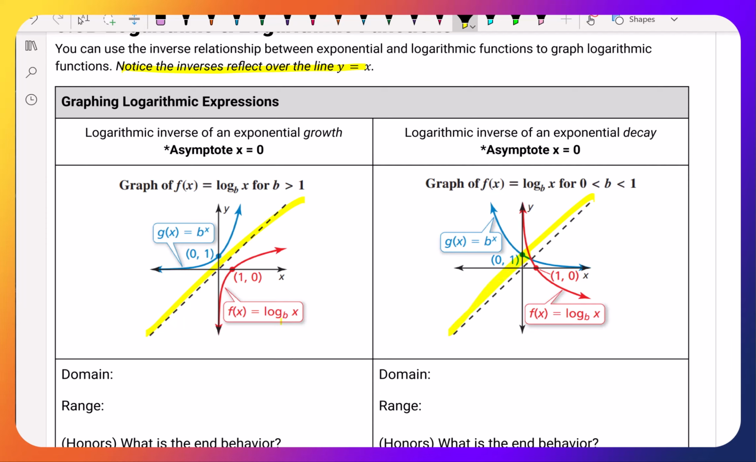Now they look different because the base is either greater than 1 or between 0 and 1. If your base is greater than 1, like 2 to the power of x, it's going to grow. We talked about that. If your base is between 0 and 1, it's going to decay. That's why the blue line is decaying, it's decreasing over time. But they are still reflective over that y equals x dotted line.